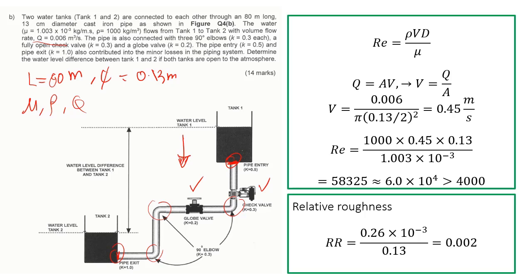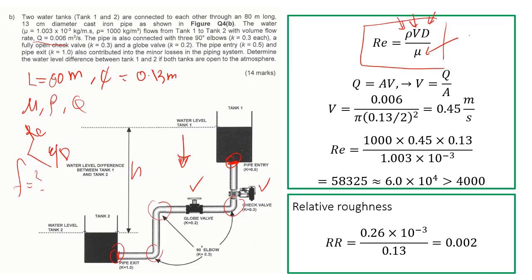We want to determine the water level, but in this question we are only solving for F, the friction factor. How will we find the friction factor? As I said before, we need to know two things: the Reynolds number and the relative roughness. This is the equation for the Reynolds number. We have rho, V, D, and mu.